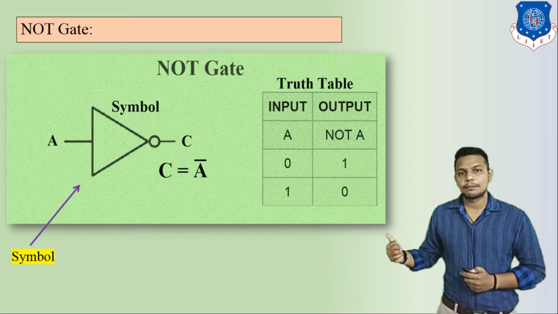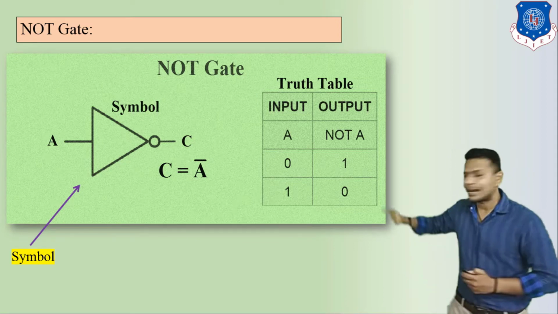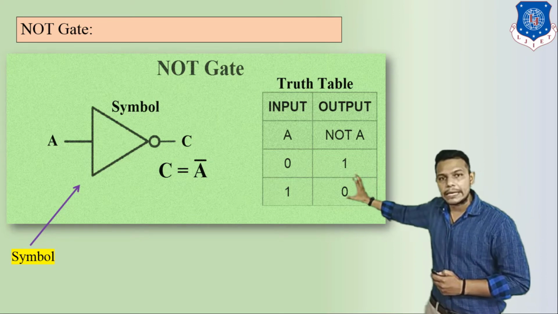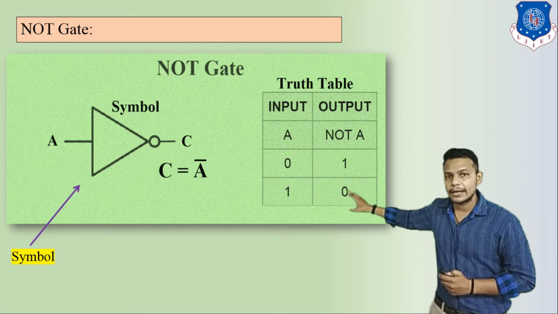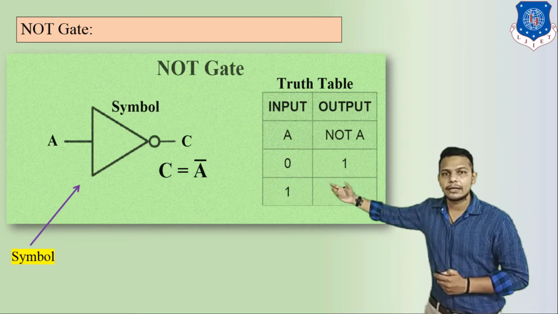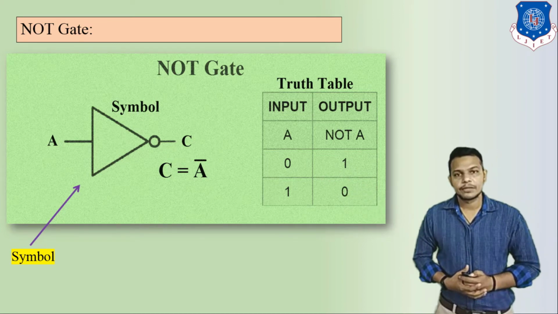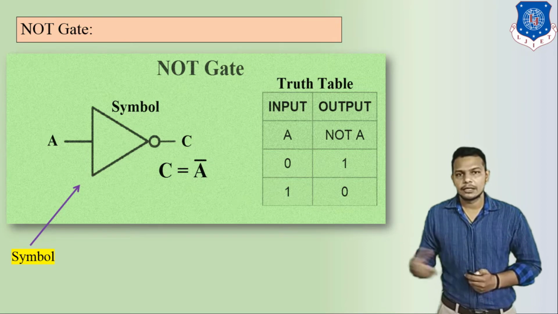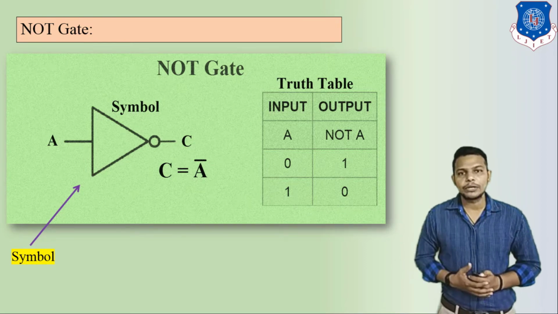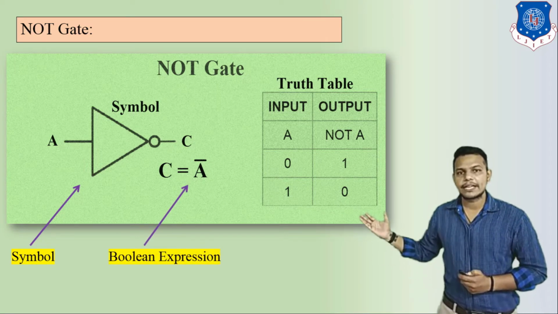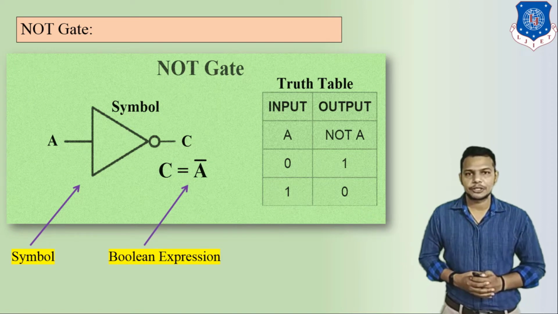Number 2 is the Boolean expression. If I enter, for example, A at the input side, then obviously I will get A complement. That means it is inversion. So its Boolean expression is C, or we can say the output, is equal to A bar. Here we can see this is the Boolean expression.